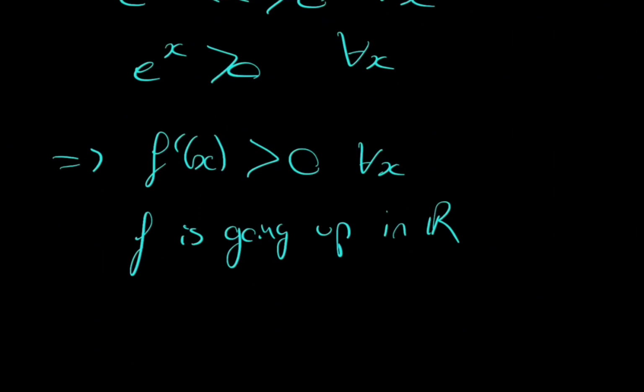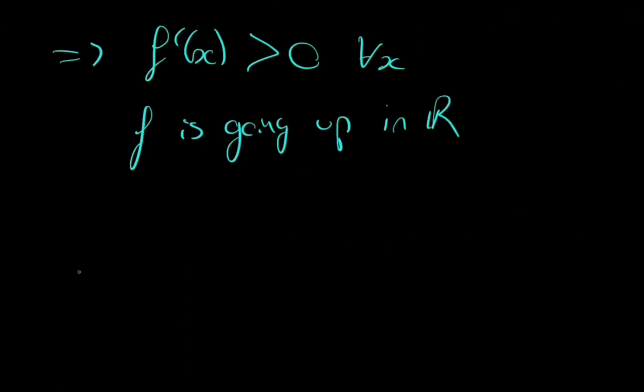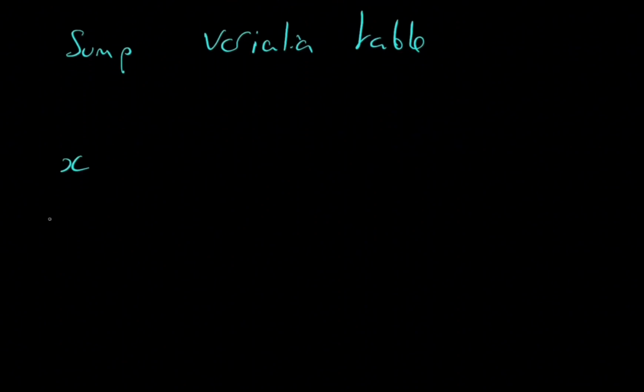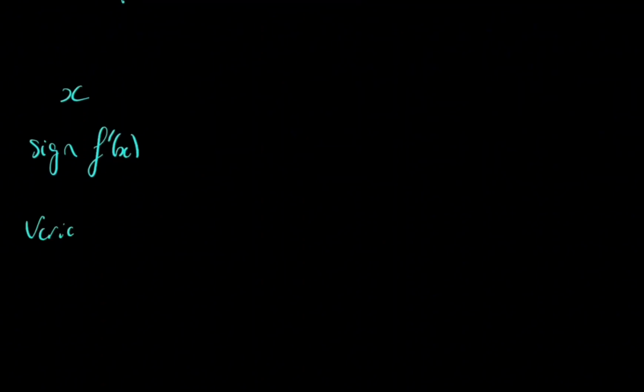Okay, let's say that's not the right term, but we will sum up with a variation table. So value of x, sign of f prime of x, variation of f.